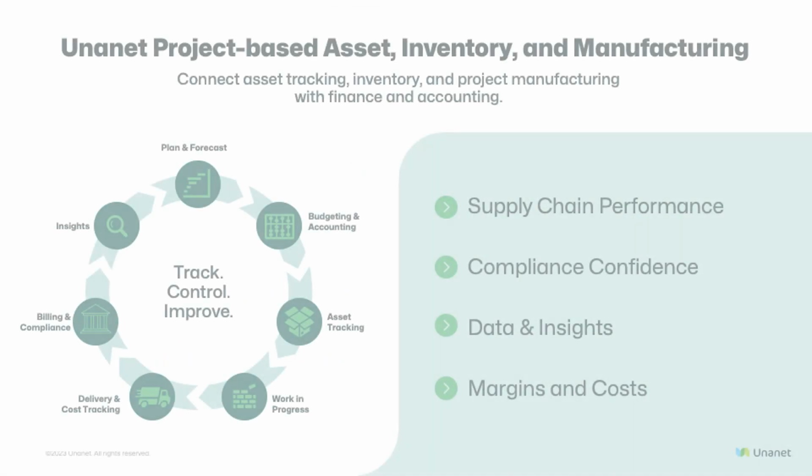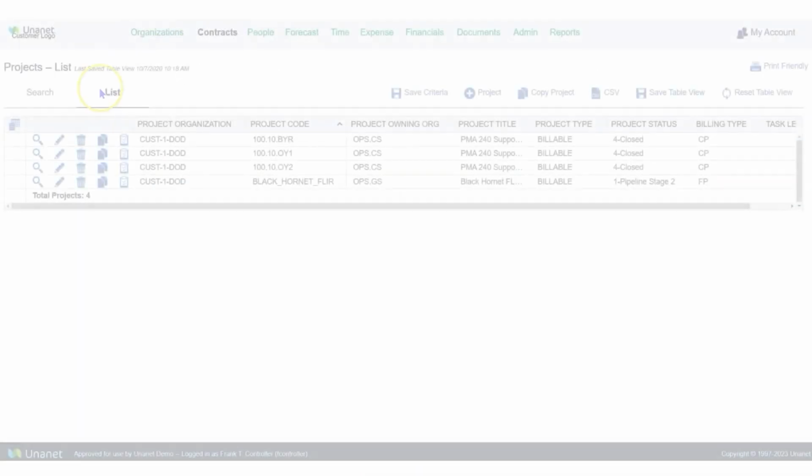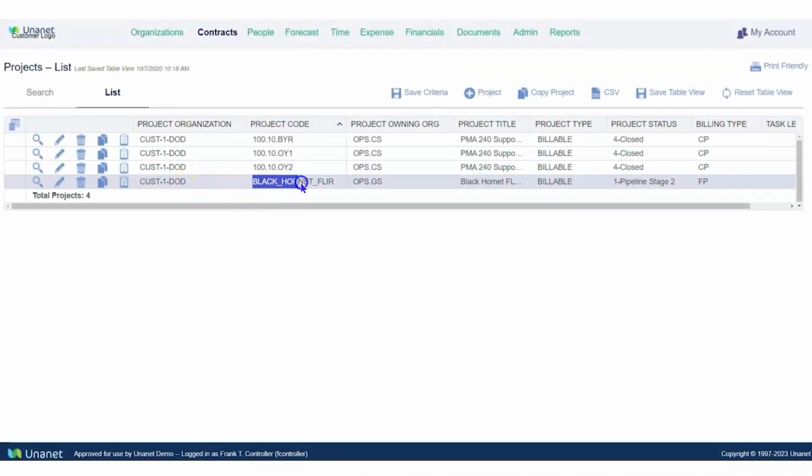Using Unanet's project-based inventory and manufacturing, customers can create orders, track inventory information, manage items, assembly and sub-assemblies, while automatically updating the project and accounting information on the ERP. Let's take a look. Let's pretend I just received a new task order to supply some drones to the Department of Defense on one of my existing contracts.